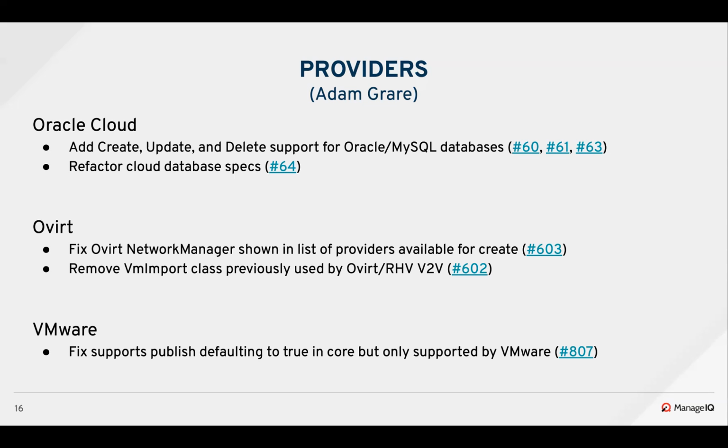And for VMware, we fixed a bug where supports publish was actually true in the base class, and at the time it was added, classes which didn't support it had supports not. Of course, we've since added more infra managers to the product, so they were unexpectedly defaulting to true. So we flipped that around to be more in line with the pattern, so that supports is false in core, and anything that supports the feature says that it supports it in their subclass, and so got that cleaned up.